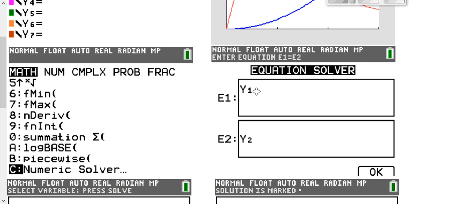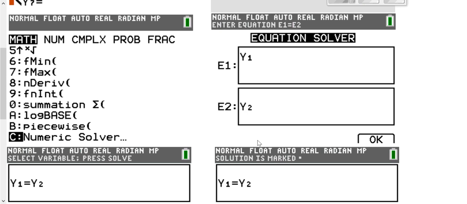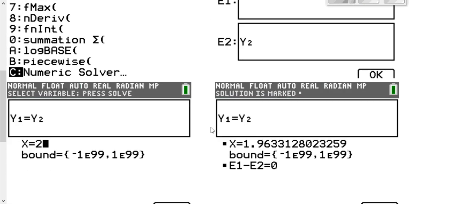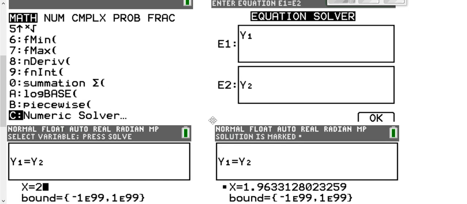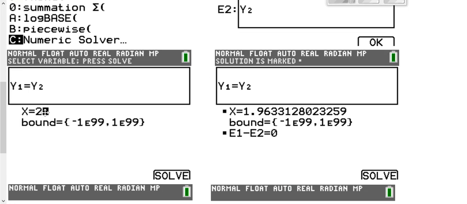In equation 1, you want y1. So up here, remember, you go Vars, arrow over to Y-Vars, select y1. Then you go down here. You need to put in y2 because that's your second equation. Once again, go Vars over to Y-Vars, arrow down to y2, hit enter. Now it should bring you to this screen. It wants to know where you need to start looking. From looking at your graph, it looks like they cross near 2, so that's why I put 2 right here.